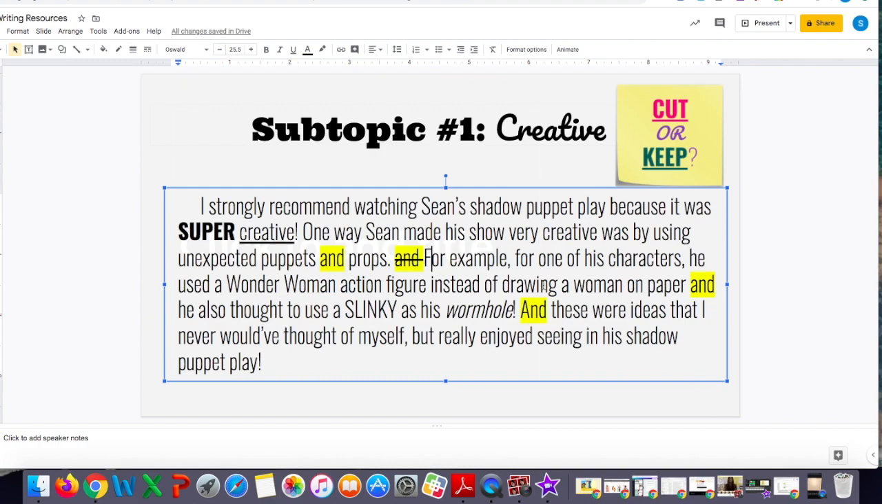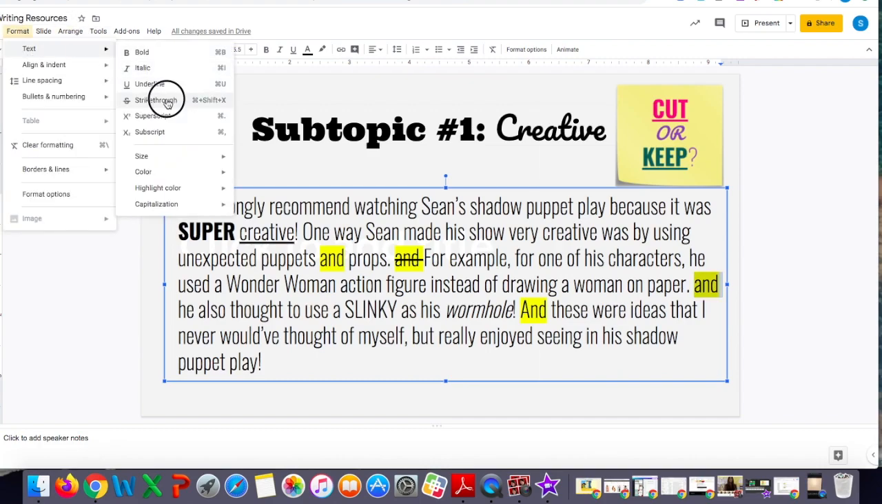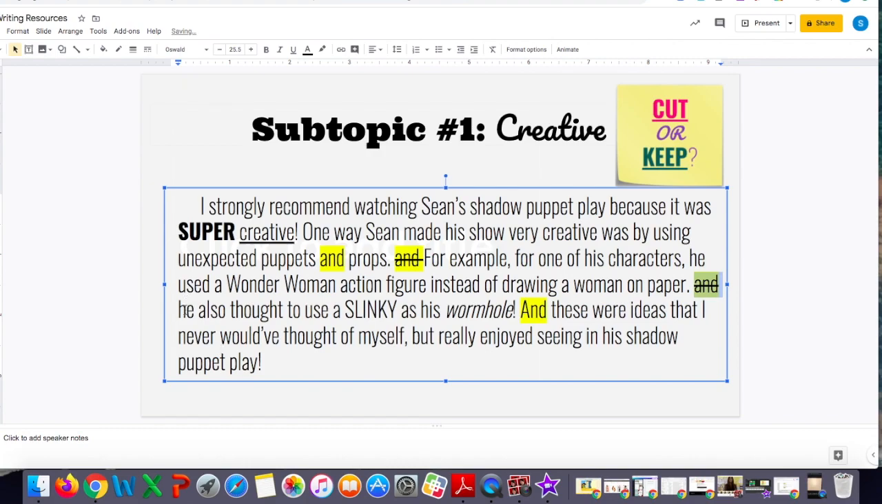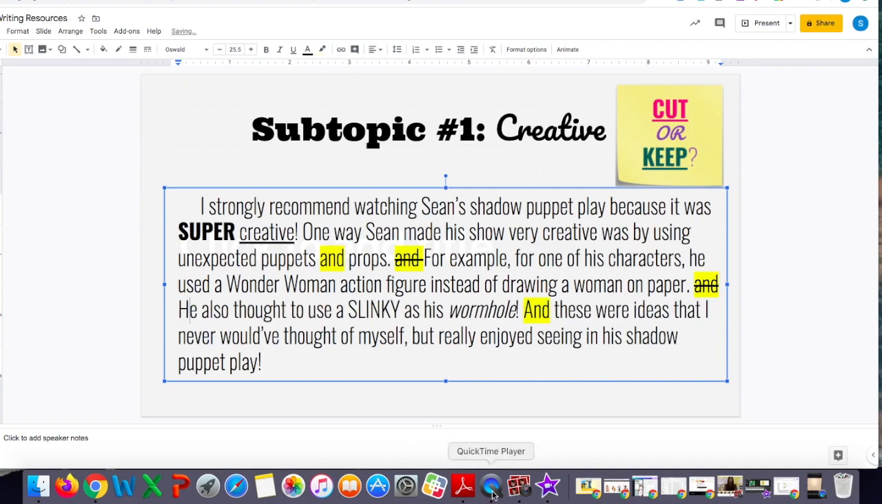So for example, for one of his characters, he used a Wonder Woman action figure instead of drawing a woman on paper. I am going to add a period. I'm going to cross out this and. But now, since I crossed out that and, this is the beginning of my sentence, so I need to capitalize my H so that it starts correctly. He also thought to use a slinky as his wormhole.